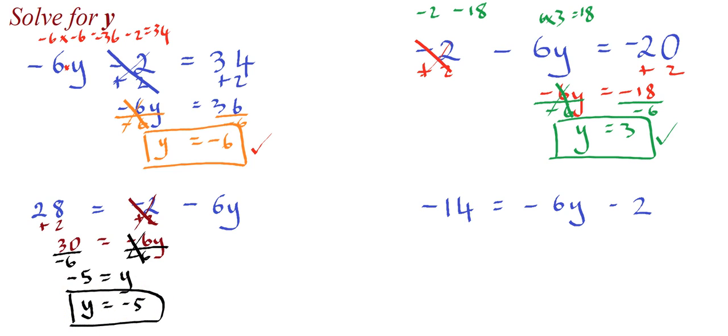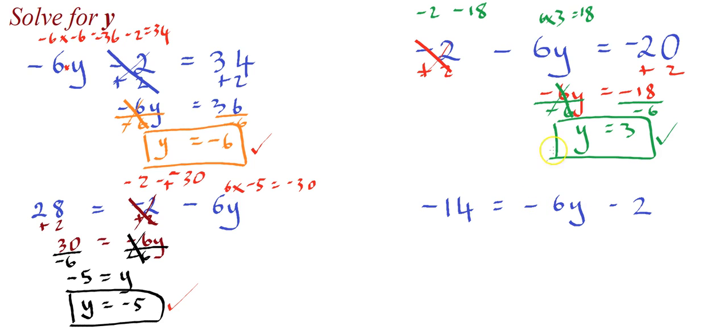Let's check it out and see if we're right. So 6 times, now we know the value of y, so we just substitute it in. Minus 5 equals minus 30, right? So this is minus 2 minus minus 30, which means plus 30. So minus 2 plus 30 is 28, which is what that says. So that must be correct.